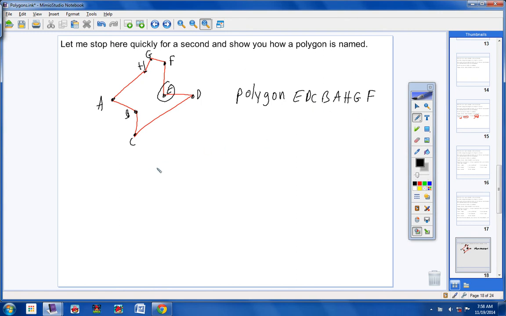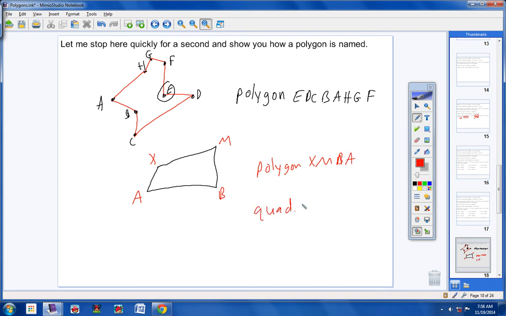Like if I had a quadrilateral like this, you could call that, let's call it X, A, M, B. You could call this Polygon XMBA, or you could call it Quadrilateral XMBA, or there's other names you can give this depending on where you start, what vertex you start at, okay? But that is how you name a polygon. Pretty simple, but again, you need to know that, okay? All right, let's continue on.